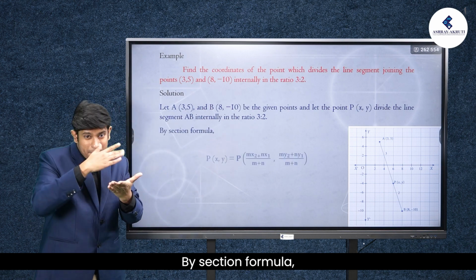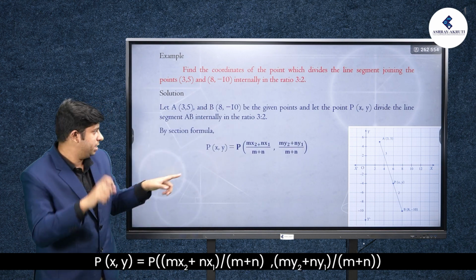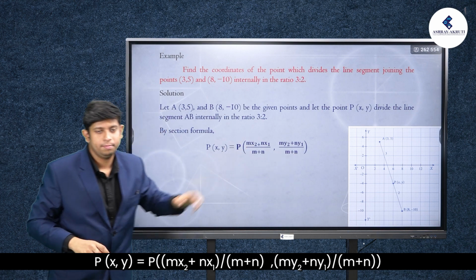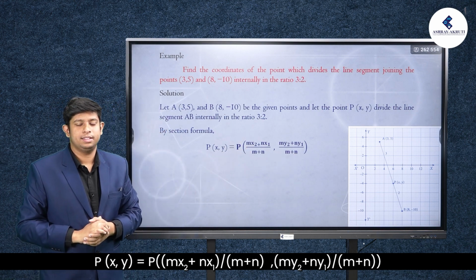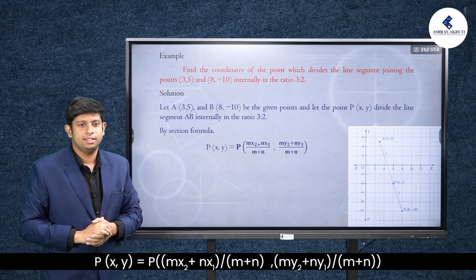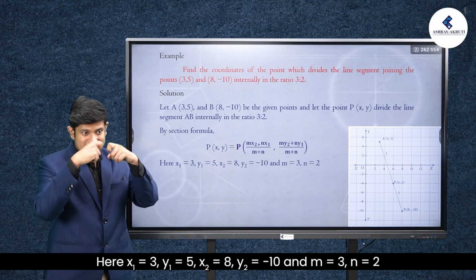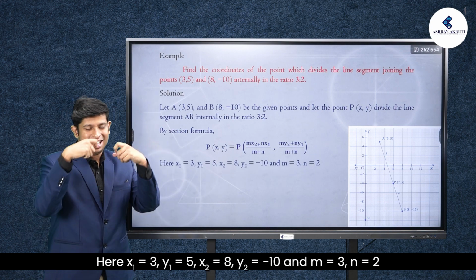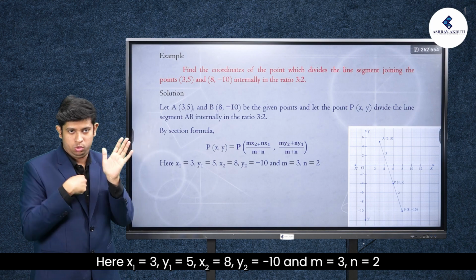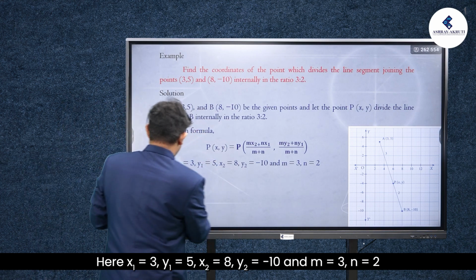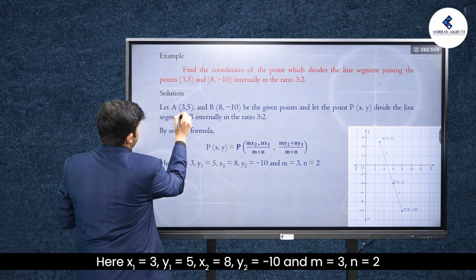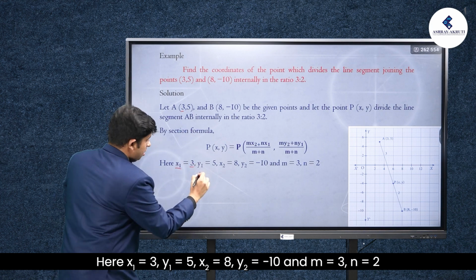By section formula, P of x, y is equal to P into m x2 plus n x1 by m plus n, comma m y2 plus n y1 by m plus n. Here x1 is equal to 3, y1 is equal to 5, x2 is equal to 8, y2 is equal to minus 10 and m is equal to 3, n is equal to 2.